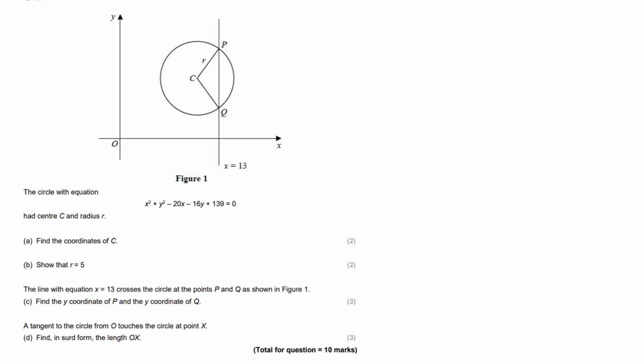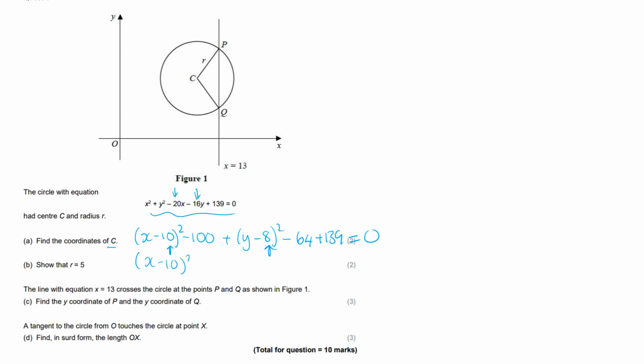In this next question, we've got an equation of a circle given here. We're asked to find the coordinates of the centre C, so we need to complete the square. It's going to be half that number with the x term, so that's x minus 10 all squared, and then minus the square of that number there, and then plus y minus half of what's in front of the y, minus 8 all squared, minus the square of that number there, which is 64, plus the 139 is equal to 0.